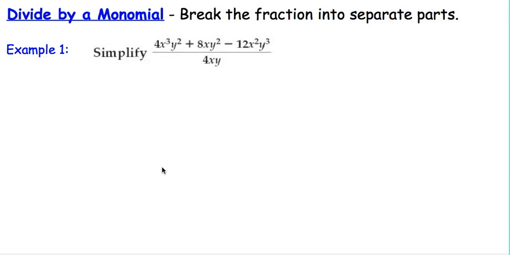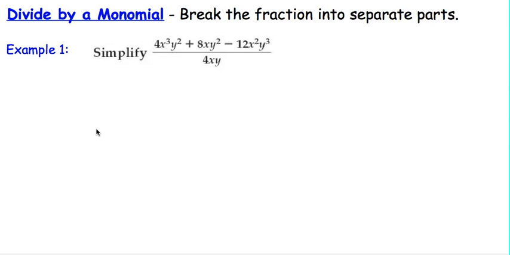This video is going to cover division of polynomials. We are first going to start by dividing a trinomial, or a polynomial, by a monomial. And in this example, it's a trinomial because there are three parts. These three parts are separated by a plus or minus sign. When you divide by a monomial, the easiest way is to separate it into the three different parts, or however many parts you have. So I'm going to take the top and split it up into three different fractions.